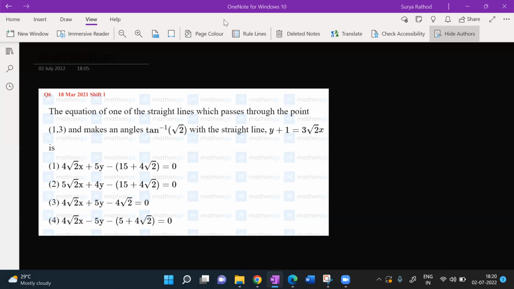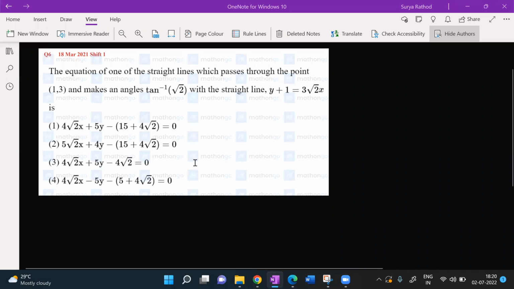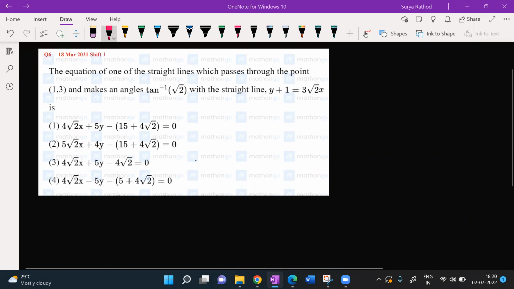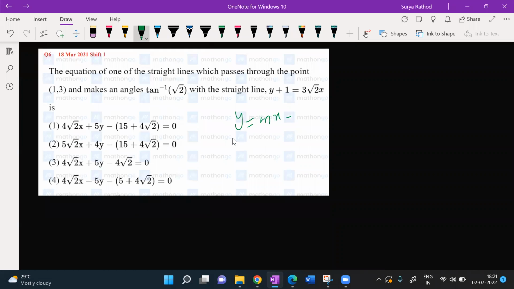The question given to you: the equation of one of the straight lines which passes through the point (1, 3) makes an angle of tan inverse of root 2 with the straight line y plus 1 is equal to 3 root 2 x. Cool. So if I compare with y is equal to mx plus c, the point is 1 comma 3, right? So 3 is equal to m into 1 plus c. So 3 is equal to m plus c.